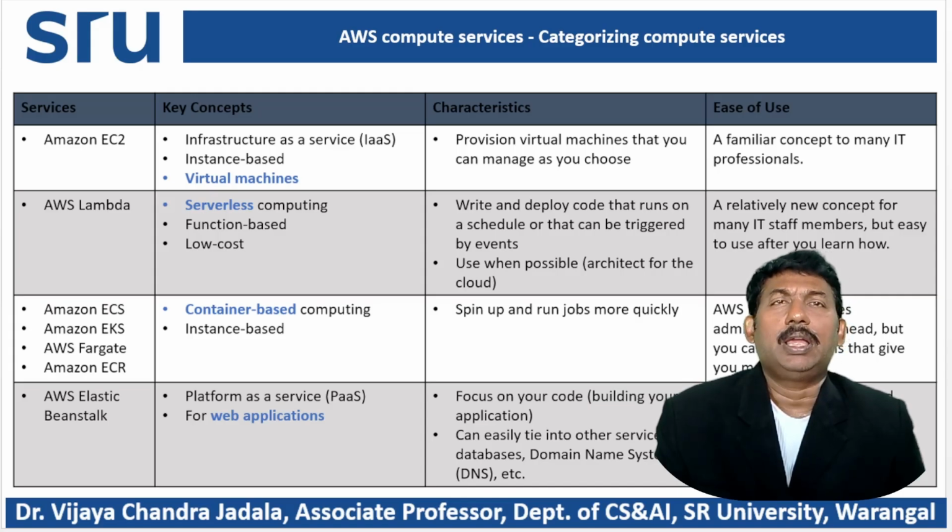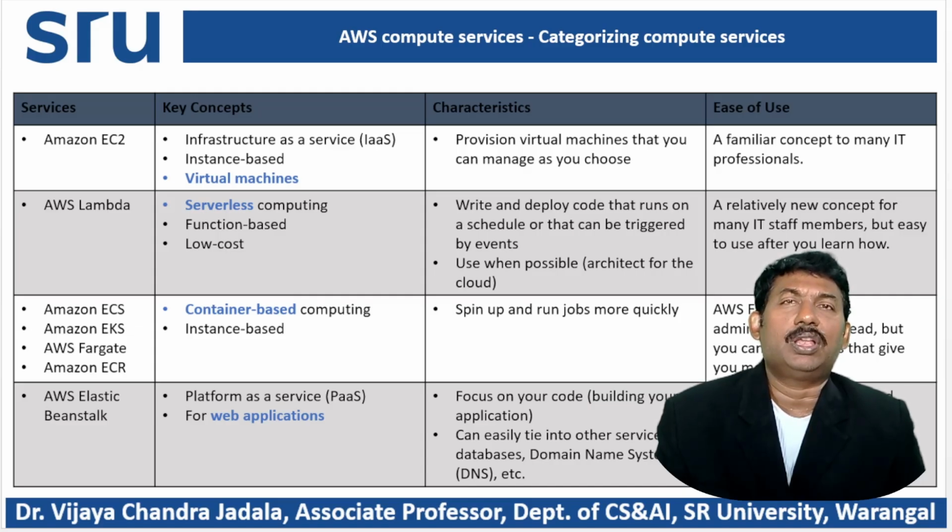That means as per the request of the user, it will provide the services very quickly. AWS Fargate will reduce the administrative overhead. It is the best option for problems that arise on the administrative side. Then comes AWS Elastic Beanstalk. It is a platform-based service, that is PaaS, whereas Amazon EC2 is an infrastructure as a service, IaaS.